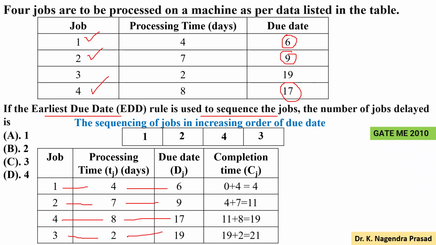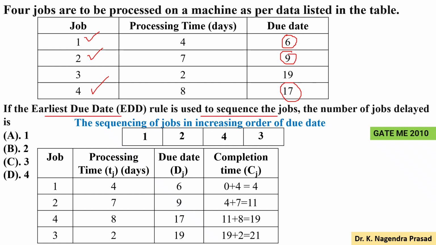So next we have to determine the completion time Cj. First we start with the first job in the job sequencing order, that is the job 1. For the job 1, the completion time is 0 plus 4, which is 4.